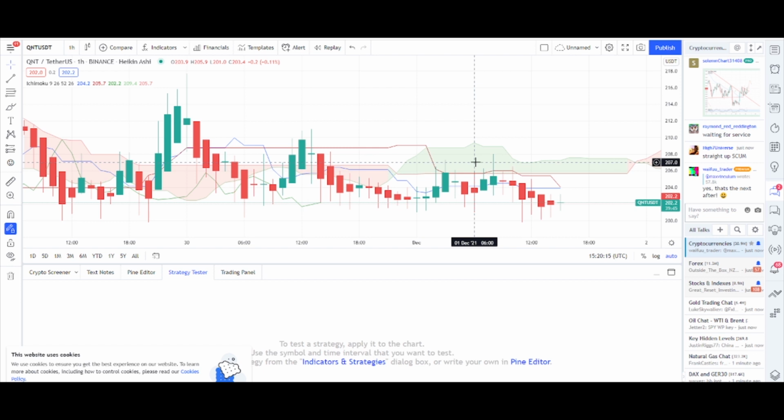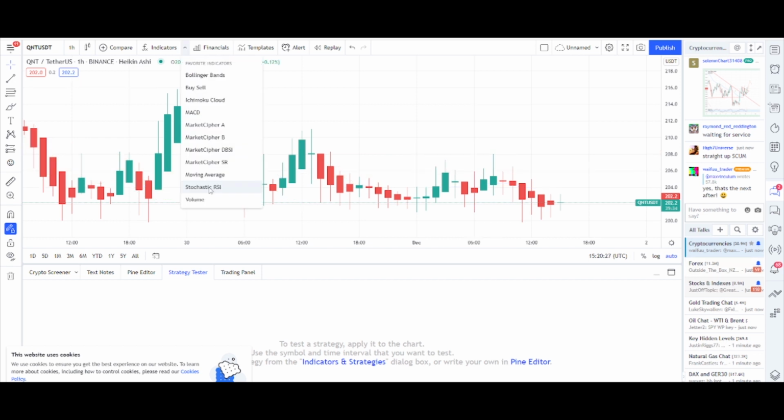So we looked at two indicators. Let's look at the Stochastic RSI. Now this is a really important one. This is one that you want to pay a lot of attention to. Now, you see this blue shaded area down here?